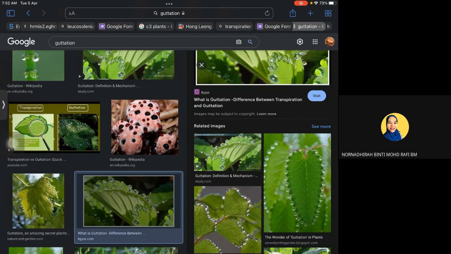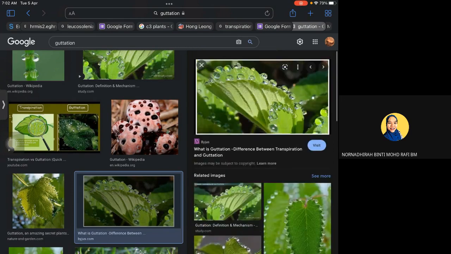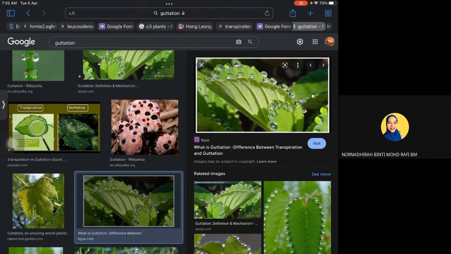Berbeza dengan dew. Dew ataupun kita nak kata embun. Embun bukan disebabkan guttation, embun bukan guttation. Embun is actually because of the accumulation of water vapor in the atmosphere. So meaning that embun adalah disebabkan external. Tapi kalau guttation adalah disebabkan internal due to the root pressure. Kalau embun ataupun dew, dia adalah disebabkan accumulation water droplet kat luar kan.